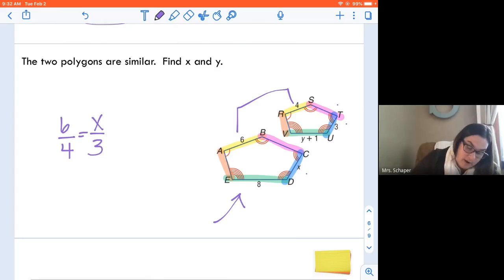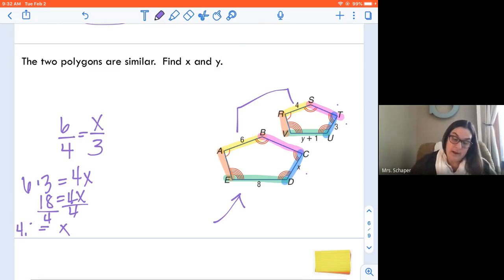So I'm going to do cross products. 6 times 3 is equal to 4 times X. 18 equals 4X, divided by 4. X equals 4.5. Okay, so X is going to be 4.5.